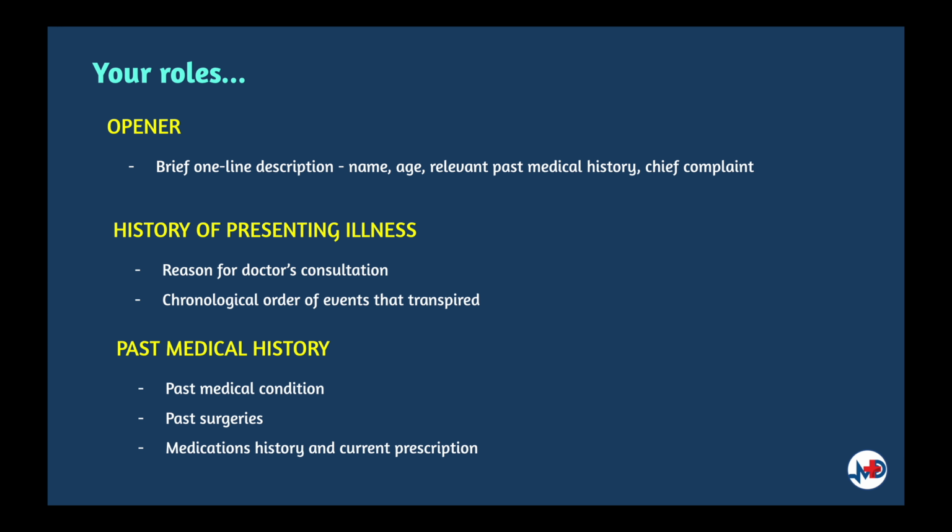Let's move on to the history of presenting illness. Here, you will need to gather and elaborate on why the patient sought medical care and what transpired until the current state. Describe the events that preceded the patient's presentation in chronological order. Next would be finding out the past medical history to identify if there could be any correlation to the current presentation. This would include the patient's past medical conditions, past surgeries, as well as medication history, current prescriptions, and allergy history.